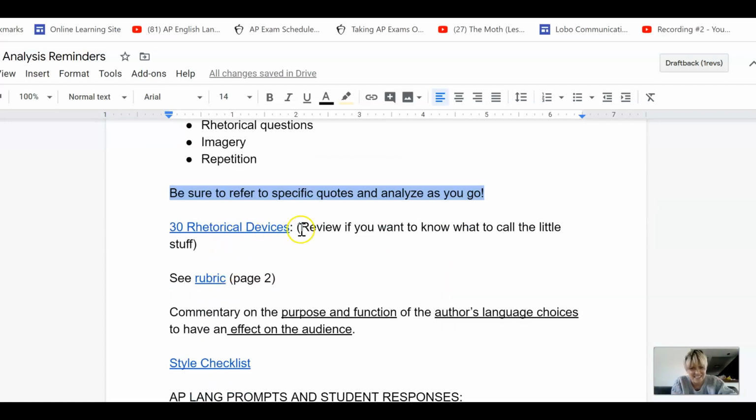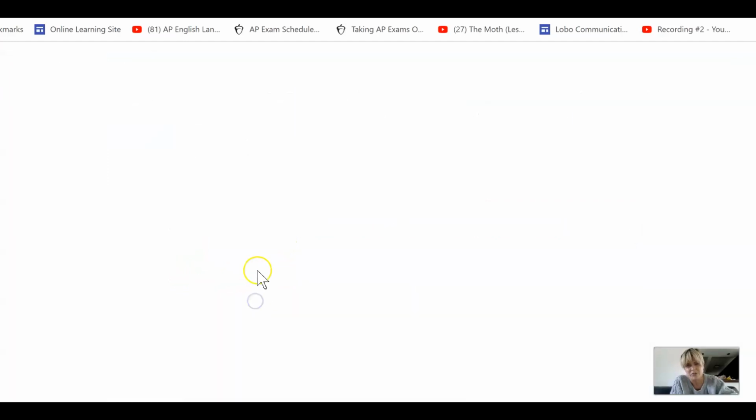30 rhetorical devices. So remember, I would review these if you just want to remember what these little devices are called. It'll help you if you're like, oh, I know that's a rhetorical question. Oh, that's parallelism, right? It just helps you talk about it. So you can review those if you'd like to know what those things are labeled. There's also the rubric here. We can review that real quick.